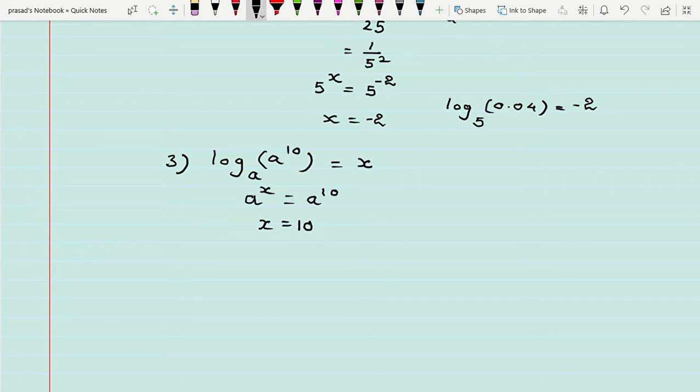Okay, so first I change to index form. The base will be a, power will be x, and the value will be a to power 10. And hence log a to power 10 to base a will be equal to 10.